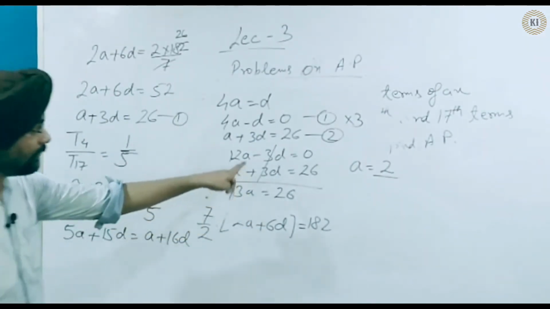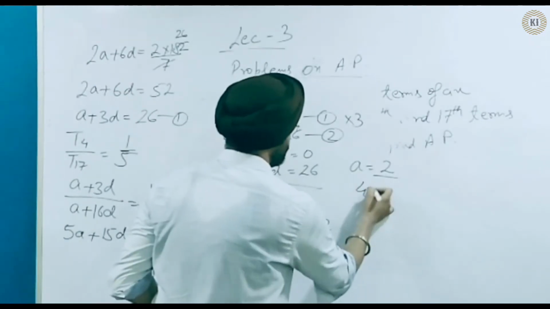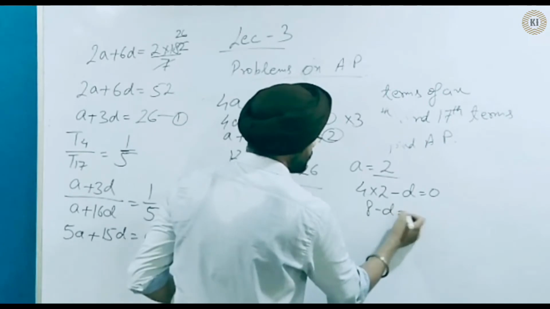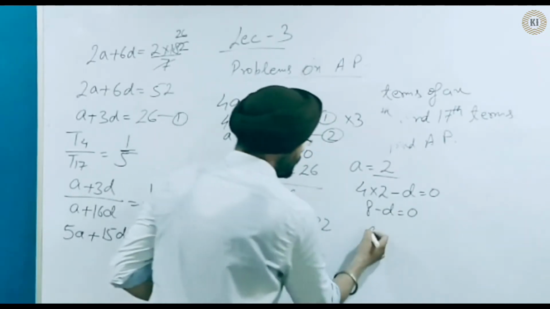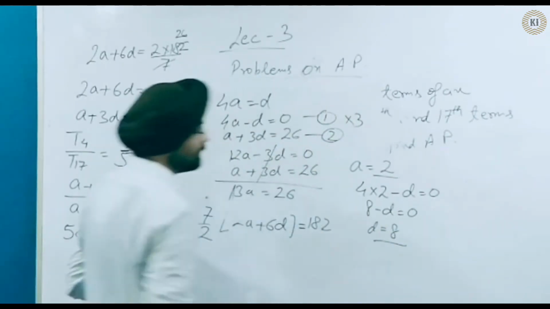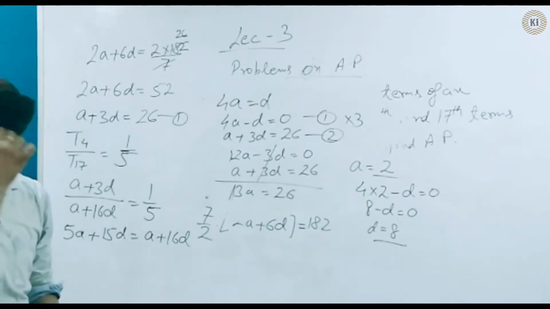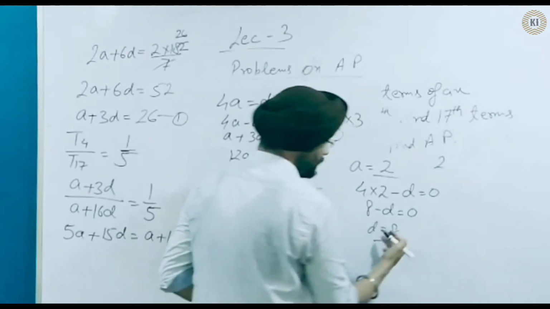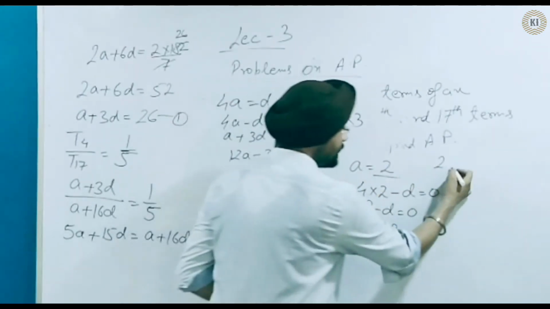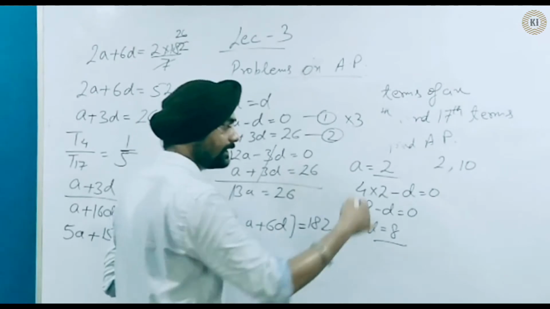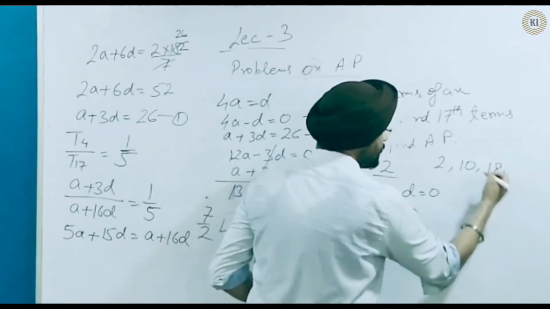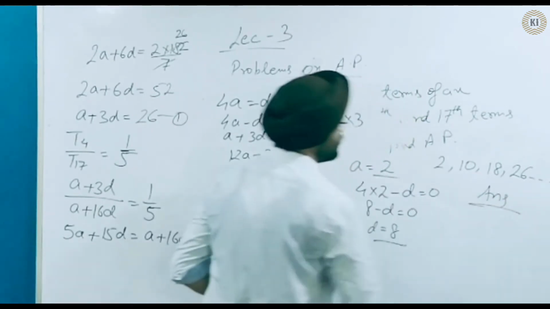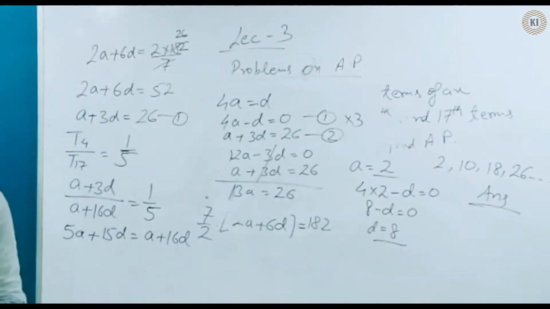Now calculate the value of d. Putting it here, 4 into 2 minus d equals 0. 8 minus d equals 0. Value of d will be 8. Value of a is 2, value of d is 8. Now we have to take out the AP here. First term is 2. Next term a plus d, 2 plus 8 is 10. Next again add 8, 18. Again add 8, 26. Dot dot dot, and this will be your result.